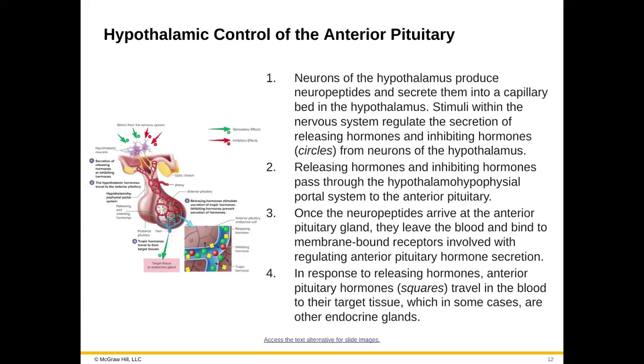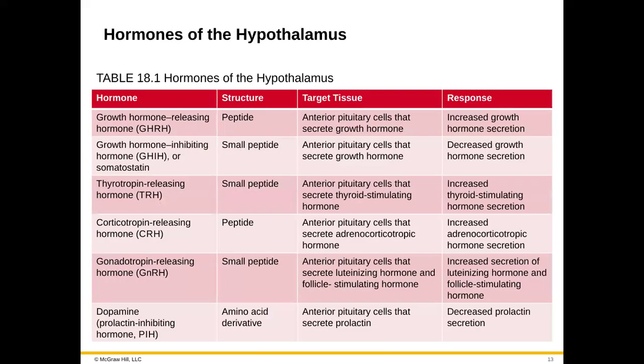So you have a releasing hormone acting on the anterior pituitary. The anterior pituitary then has the ability to release a hormone out into the circulatory system. So let's look at some of the hormones of the hypothalamus, and these are going to be all of our releasing and or inhibiting hormones.